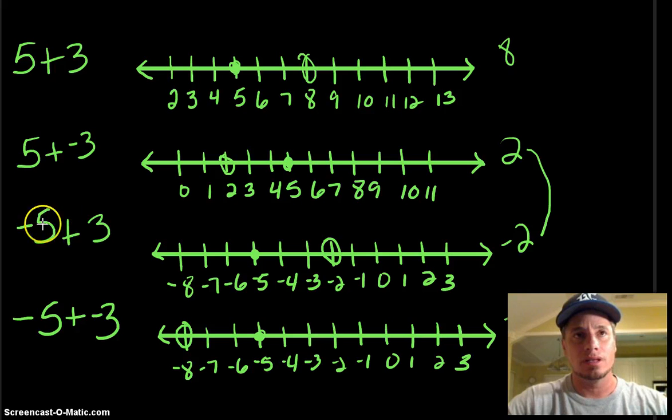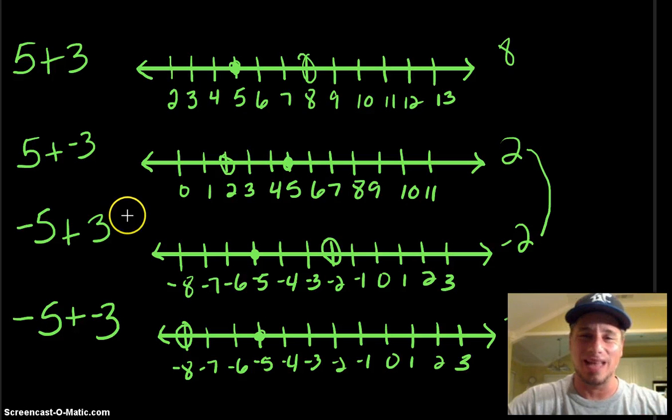Here, the largest number, or the number with the largest absolute value, is here, 5. It's negative. It's bigger than 3, so my answer is going to be negative. Now, -5 isn't bigger than 3, but the absolute value of -5 is bigger than the absolute value of 3. So this one wins out, and so my answer is negative.